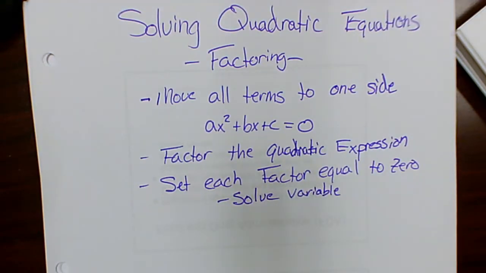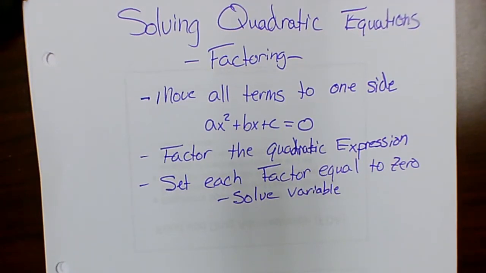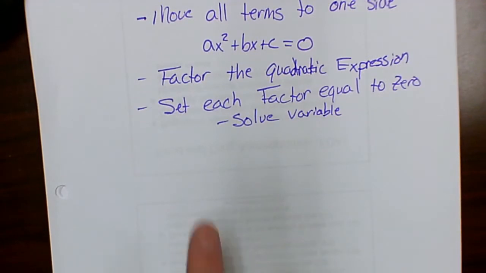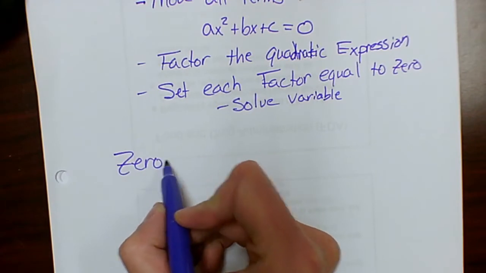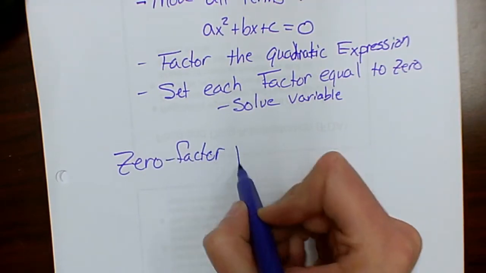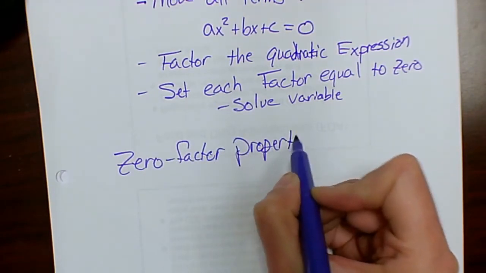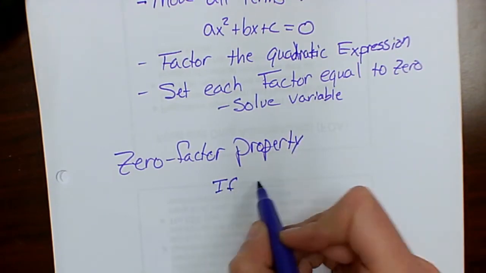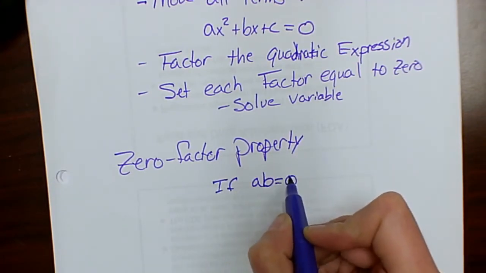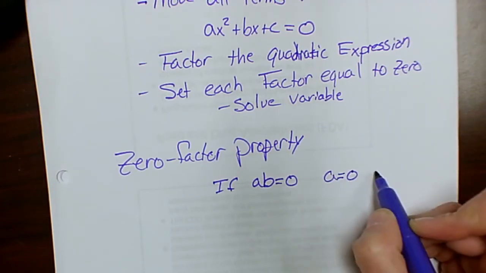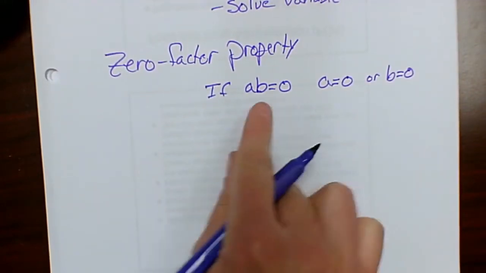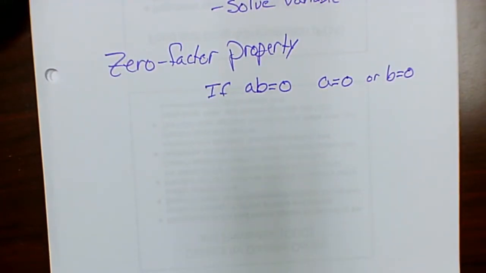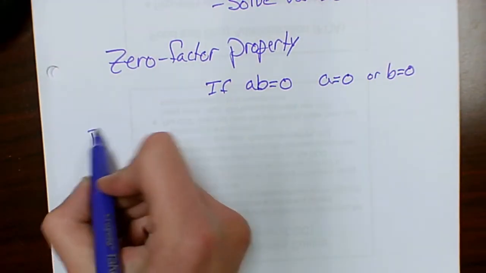So the zero factor property, that's what we're going to look at. That's when you set each factor equal to 0. You're going to use the zero factor property, which states if you have a times b equals 0, then either a has to be 0 or b has to be 0 in order for this statement to be true. So let's go ahead and look at some examples.